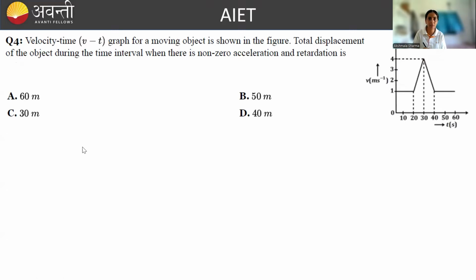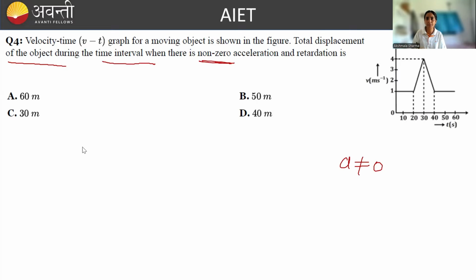Velocity time graph for a moving object is shown in the figure. Total displacement of the object during the time interval when there is non-zero acceleration and retardation, right? So when acceleration is not zero or retardation is not zero, in that interval, we have to calculate displacement. Now, let's look at the graph. This is a velocity time graph.